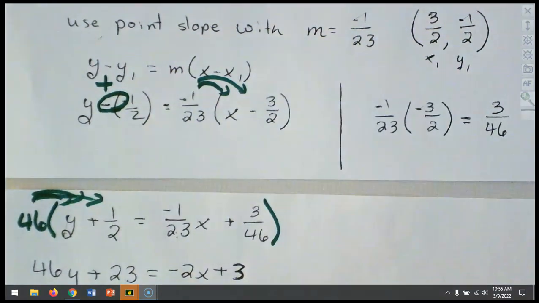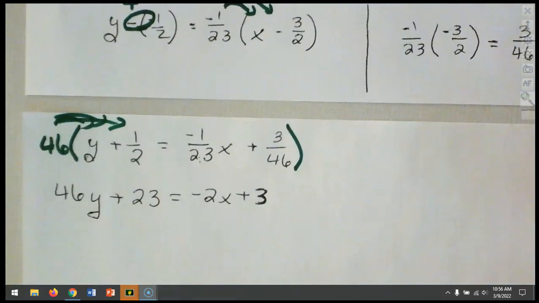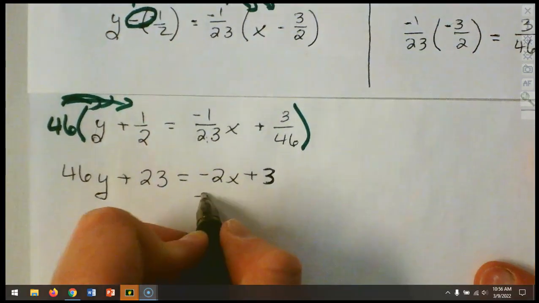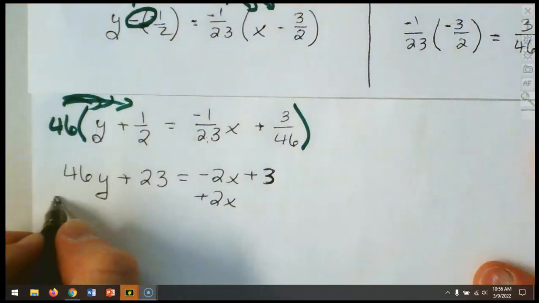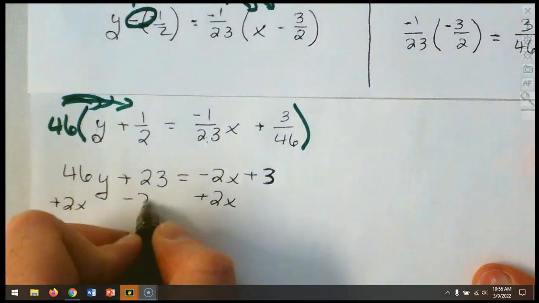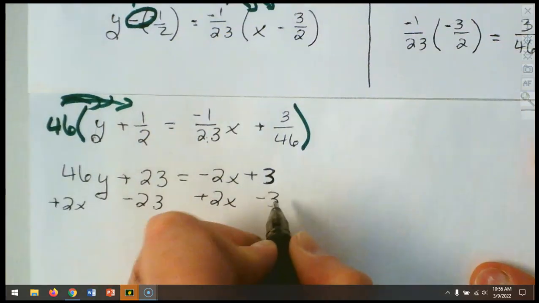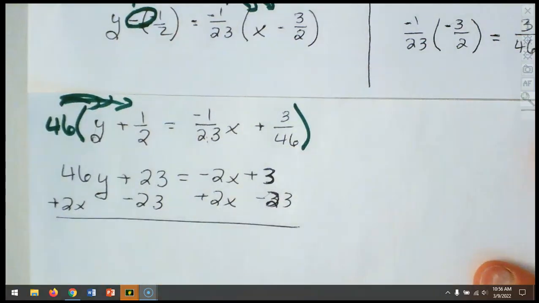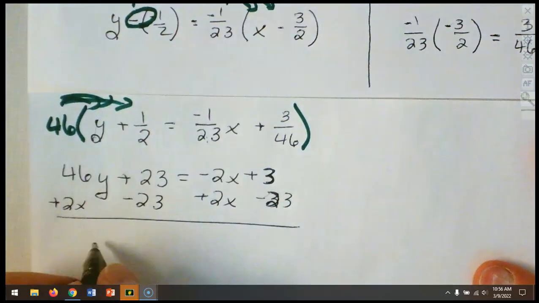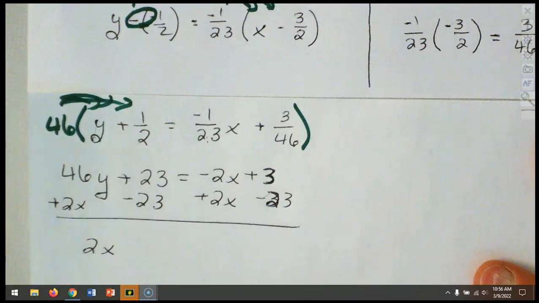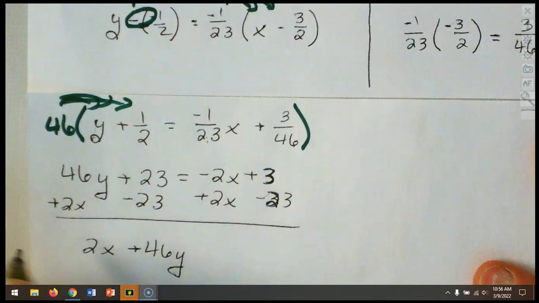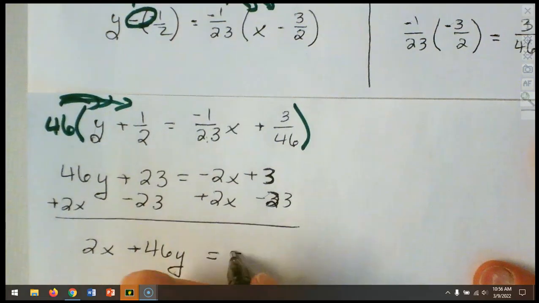We want this in standard form, so one step left. Move that 2x over with addition. And the 23 goes over with subtraction. Now we've got 2x plus 46y equals a negative 20.